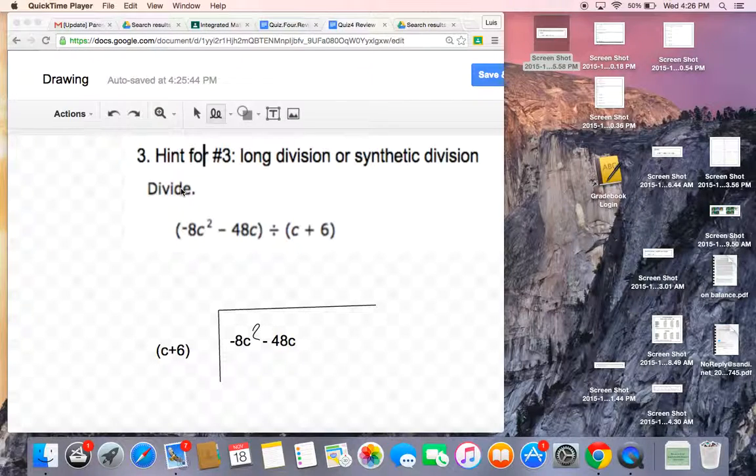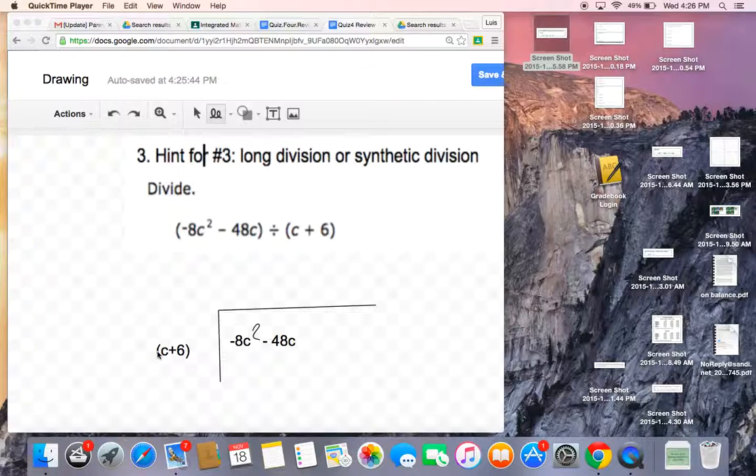I'm gonna solve problem number 3, which is divide negative 8c to the second minus 48c divided by c plus 6. And I'm gonna do long division. So first I want to set up my division. I'm gonna write my dividend, or my original polynomial, inside the box. And then I'm gonna write c plus 6, or my divisor, or in other words the quantity by which I'm gonna divide by, out here.